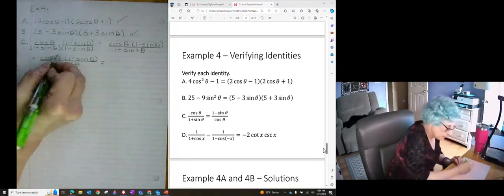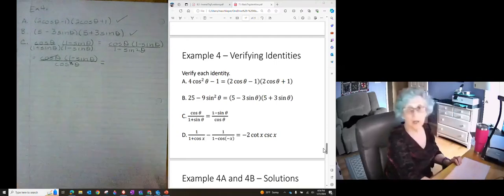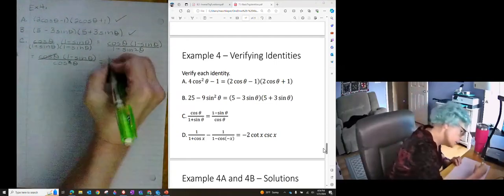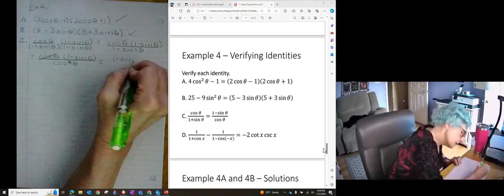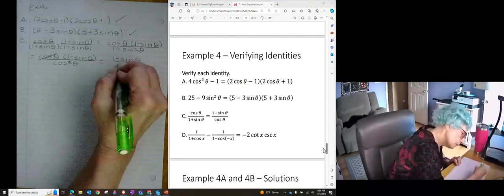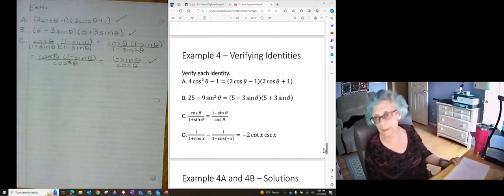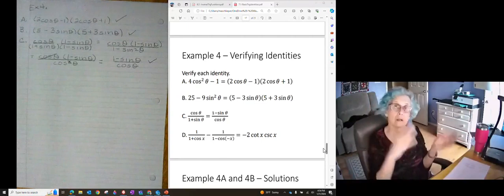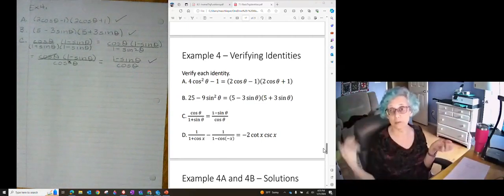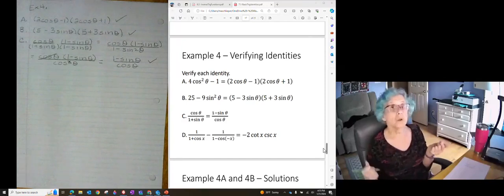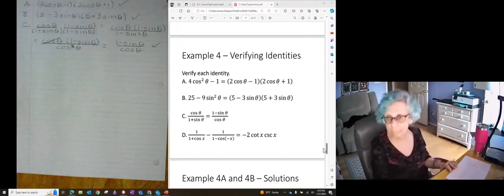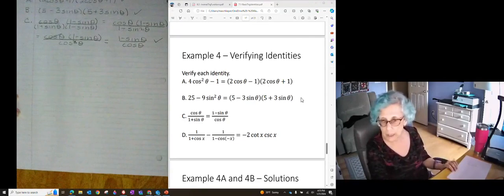I have 2 cosines in the bottom and 1 cosine up top. So this is 1 minus sine theta over cosine theta. There we go. You could have started from the other side, multiplied numerator and denominator by 1 plus sine theta. Let's look at this last one.